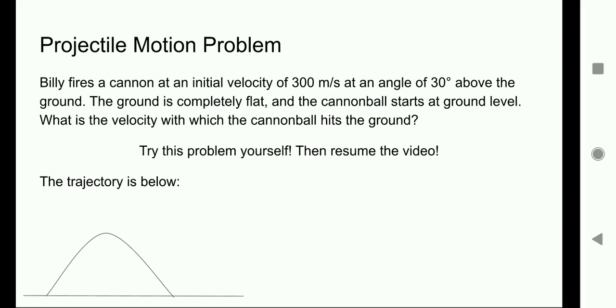So Billy fires a cannon at an initial velocity of 300 meters per second at an angle of 30 degrees above the ground. The ground is completely flat, and the cannonball starts at ground level. What is the velocity with which the cannonball hits the ground? Again, try this yourself, and then resume the video when you are done. And picture the trajectory below in case you want to visualize, though I don't know how useful it'll be. I can't tell you yet.